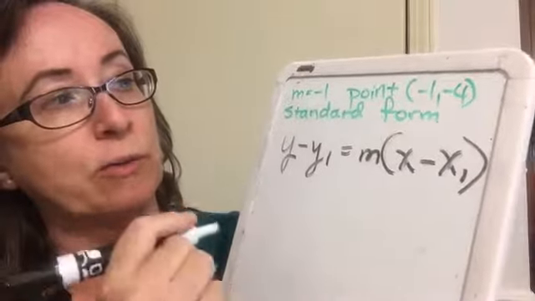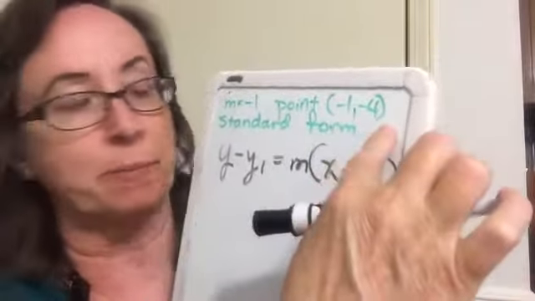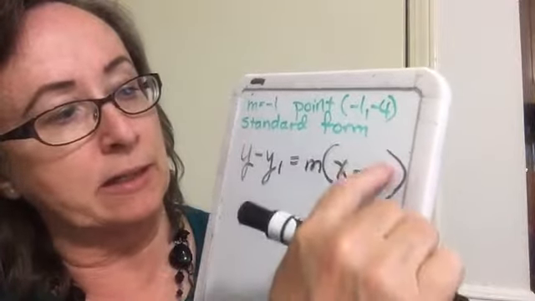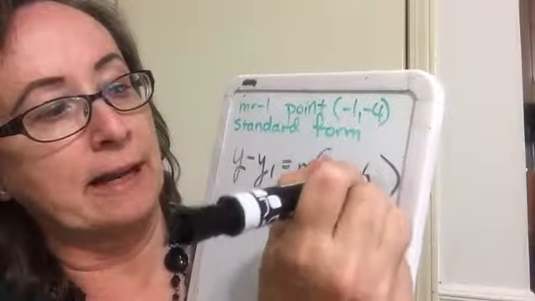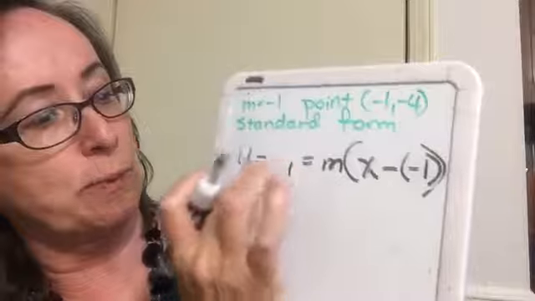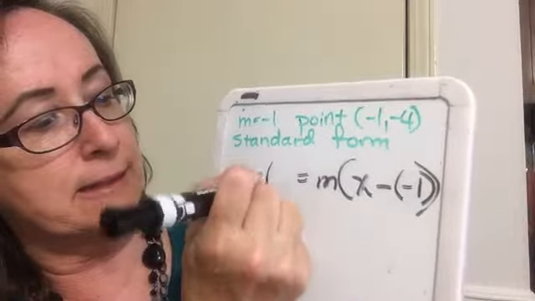So now we're going to substitute in our particular point. X is -1, so we'll put the particular x here, -1. And then y is -4, so we'll put our y1 here as -4.